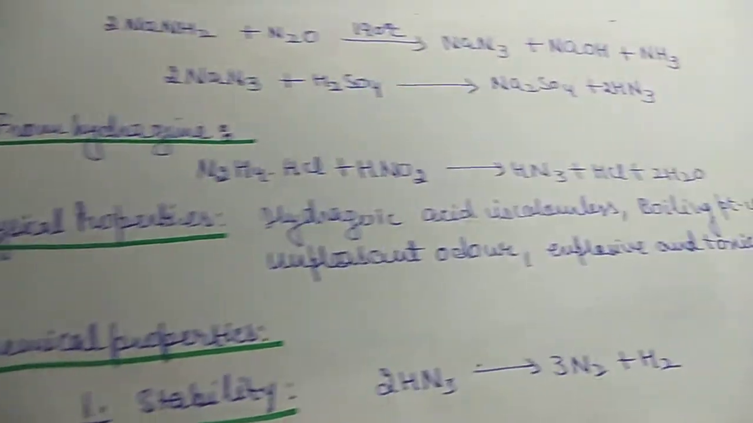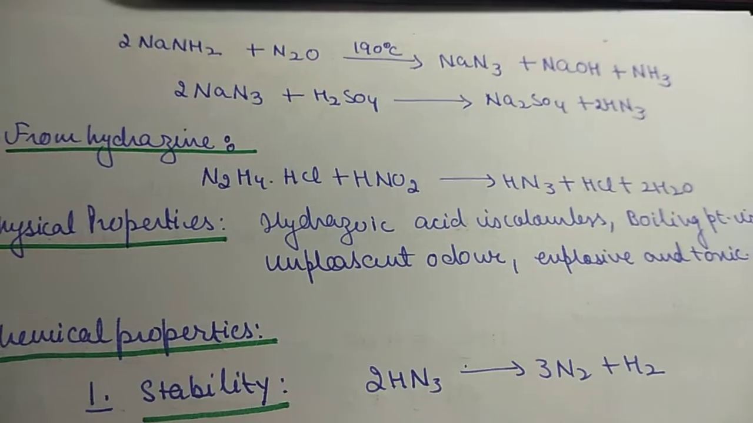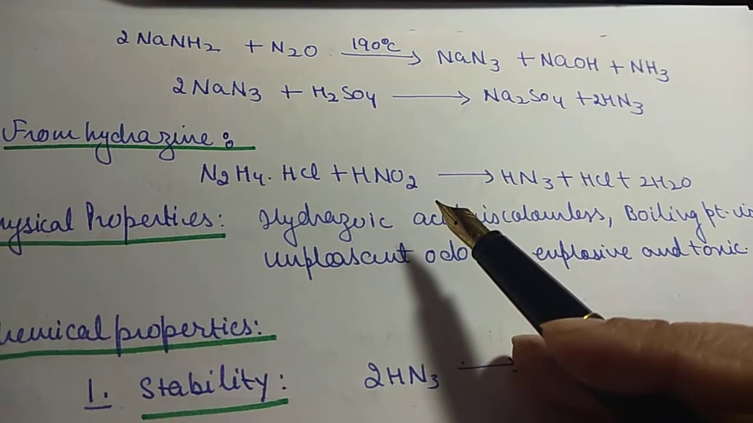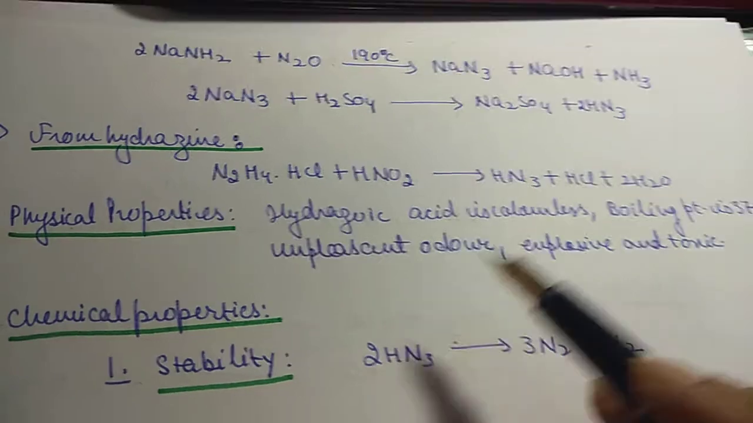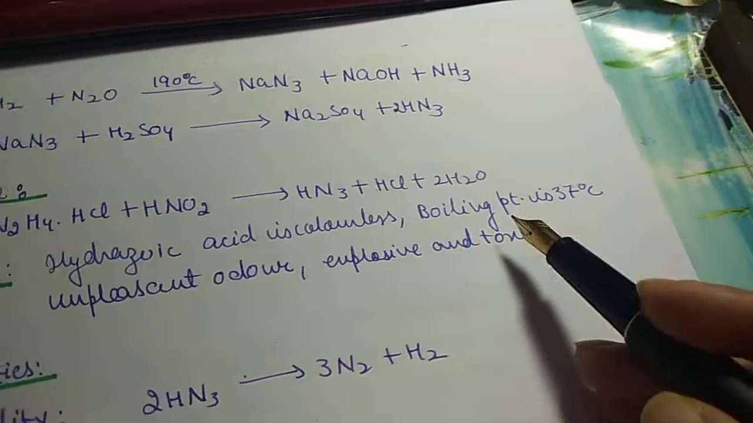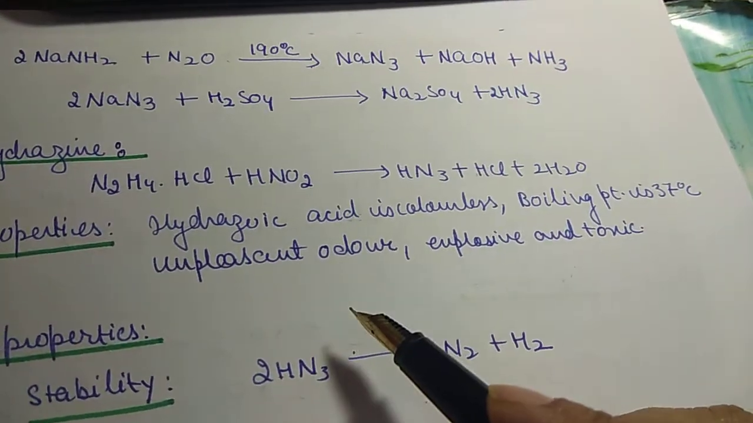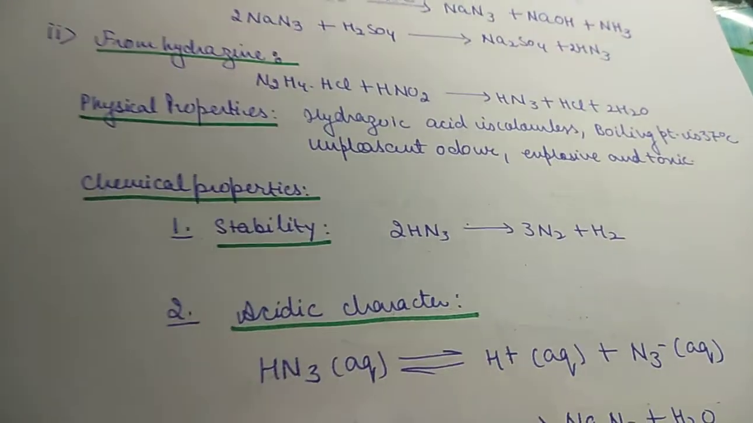Now from hydrazine also it is prepared. If you treat hydrazine hydrochloride with HNO2, we get hydrazoic acid, HCl and water. Physical properties: it is colorless, boiling point is 37 degrees Celsius, with an unpleasant odor, explosive, and highly toxic.